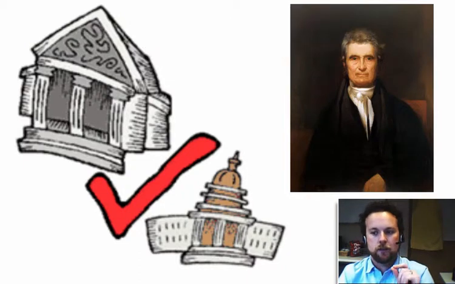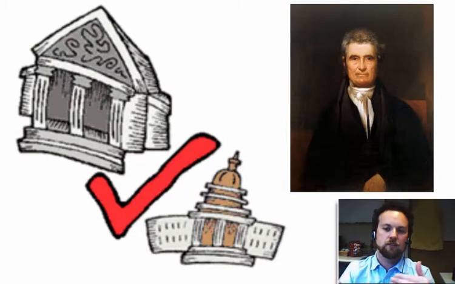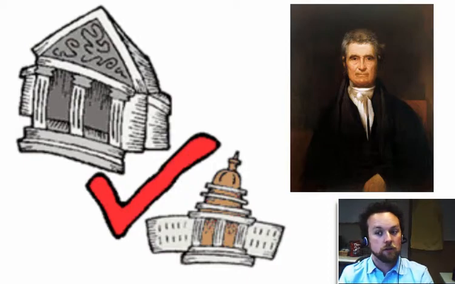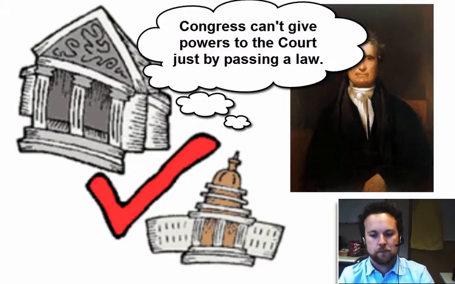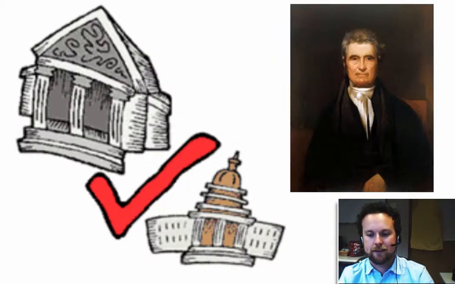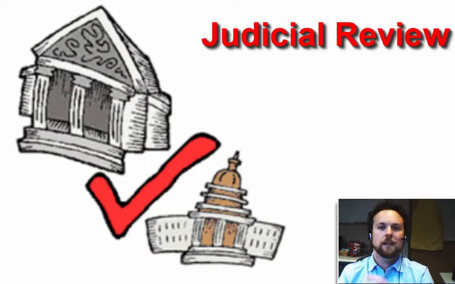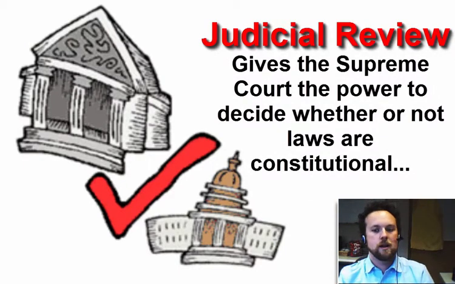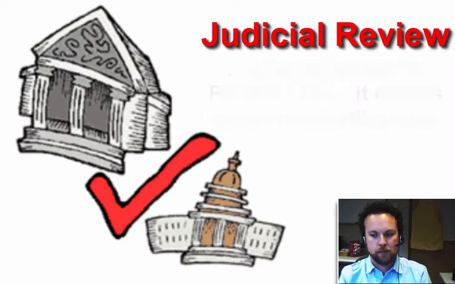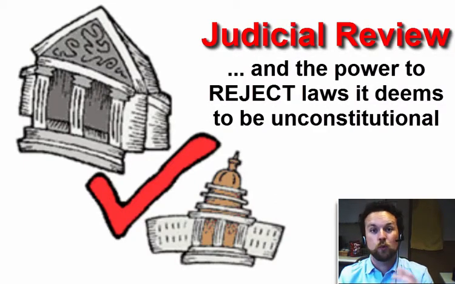He argued that the Constitution did not give the Supreme Court the right to decide cases brought against federal officials, and Congress could not give the court that power simply by passing the Judiciary Act. So the Supreme Court's decision in this case set the very, very important precedent, there's that word again, known as judicial review. And judicial review gives the Supreme Court the power to decide whether laws passed by Congress were constitutional, and the power to reject laws that it deems to be unconstitutional.